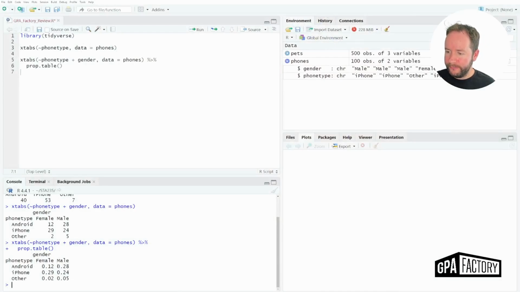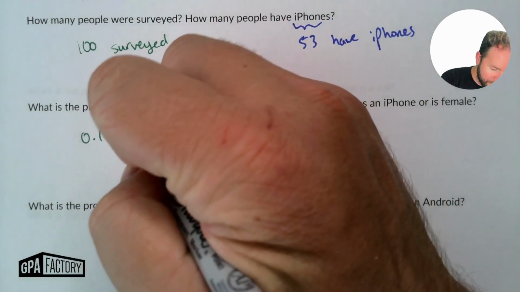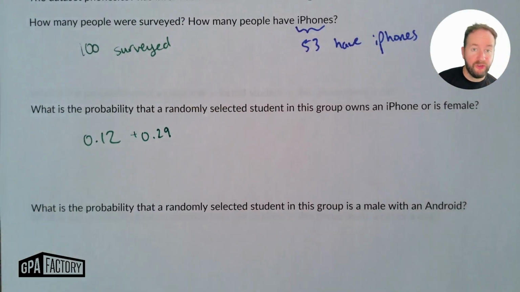This person, are they an iPhone owner? No. Are they female? No. So I'm going to ignore that value. Moving to the next row. Is this an iPhone owner? Yes, it is. So I'm going to write that number down, 0.29. All right, jump back to RStudio.